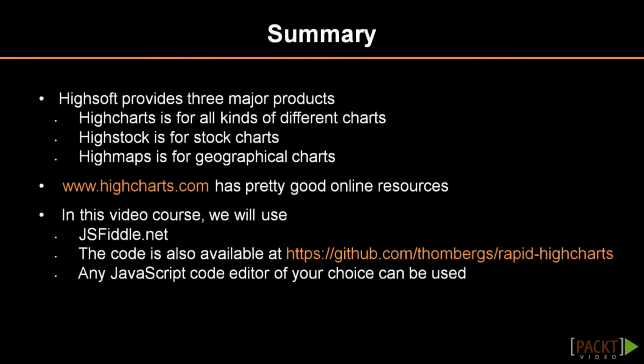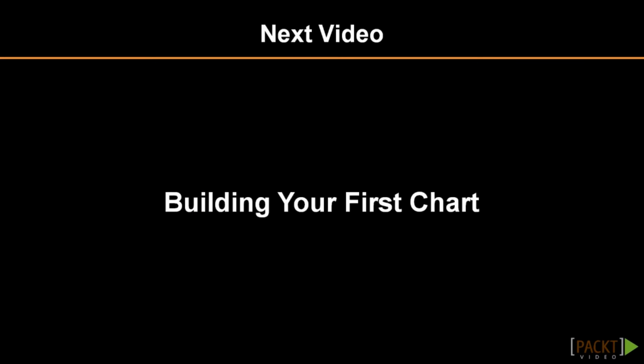Let's sum up what we learned so far. We got to know the three main products we're going to show in this video course, Highcharts, Highstock, and Highmaps, and learned what their respective specialty is. We browsed the online documentation a little to get a feel for the quality and quantity of the information available to us, and finally we got acquainted with JS Fiddle and the GitHub repository used in this course. That's pretty much all you need to know to start building charts, so that's exactly what we will do in the next video.